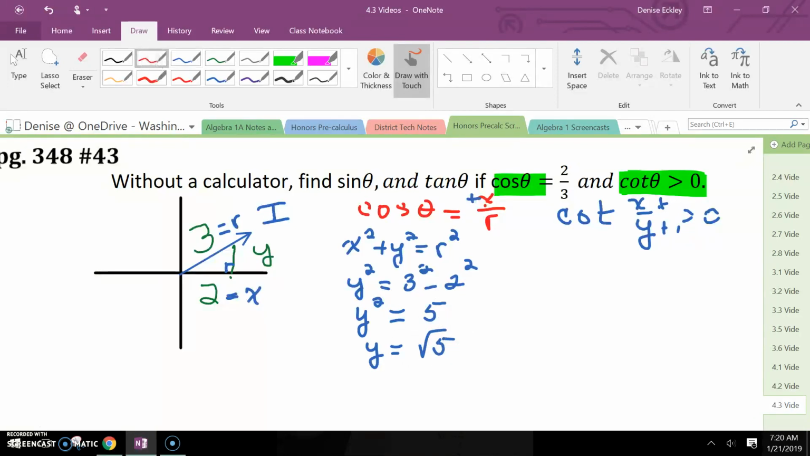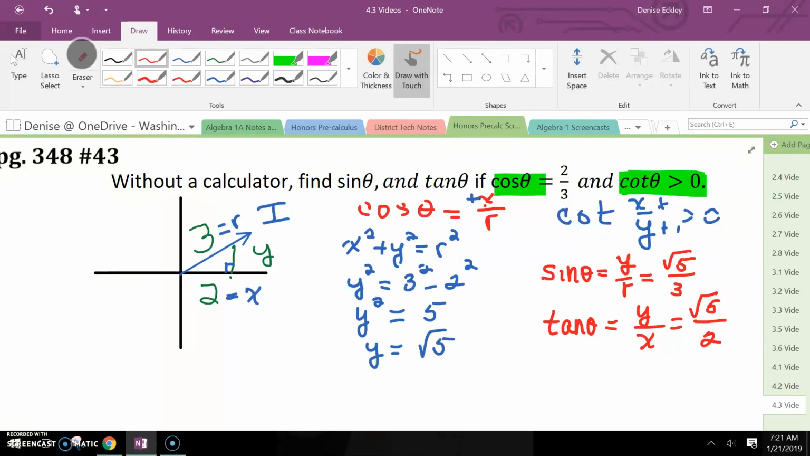So now I can find the value of sine theta and tangent theta, because now I have all the information I need. So sine theta is going to be y over r. So that's going to be the square root of 5 over 3. And tangent theta is y over x, which is going to be the square root of 5 over 2.